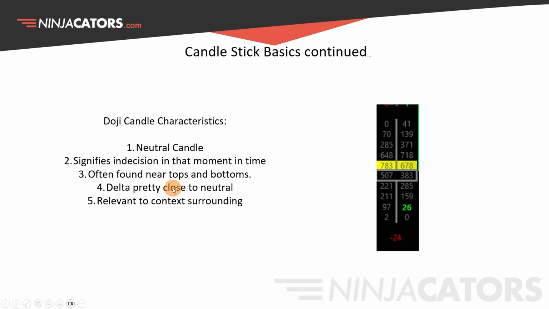The delta is usually pretty close to neutral. Somewhere plus or minus 300 is typically where these fall. And it's always relevant to the context that is surrounding these candles. So don't take away from this that whenever you see a doji, it's at a top or a bottom, and you can rotate and take the order. That's not what I'm saying. You got to put it all into context.